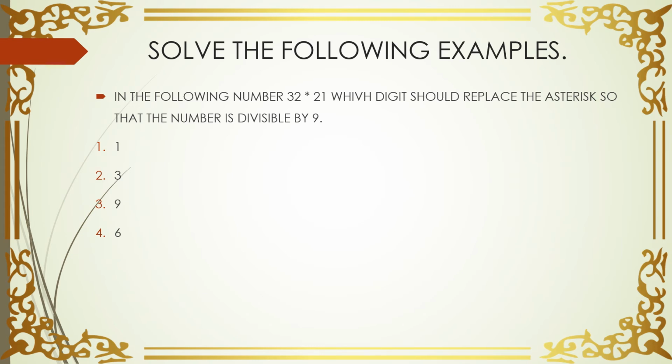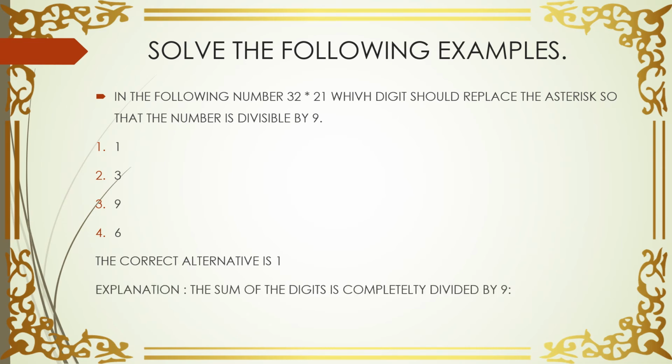Okay, the correct alternative is 1. And why is it? Because as we know the test of divisibility, the sum of the digits is completely divisible by 9. That is 3 plus 2 plus 2 plus 1 plus 1, which is equal to 9. Okay, understood? अगर 1 add करेंगे तो वो हो जाएगा 9 and that is completely divisible. Alright, I hope it is clear. So option number 1, you can tick it out. Move on to the next question.